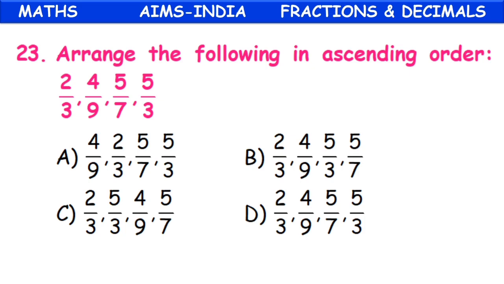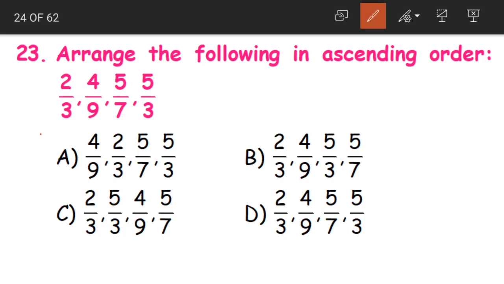Arrange the following in ascending order. What should we do, children? Here we have 4 fractions, and we have to arrange them all in ascending order. Now how do we arrange given fractions in ascending order? To arrange them in ascending order, we have to compare, right?